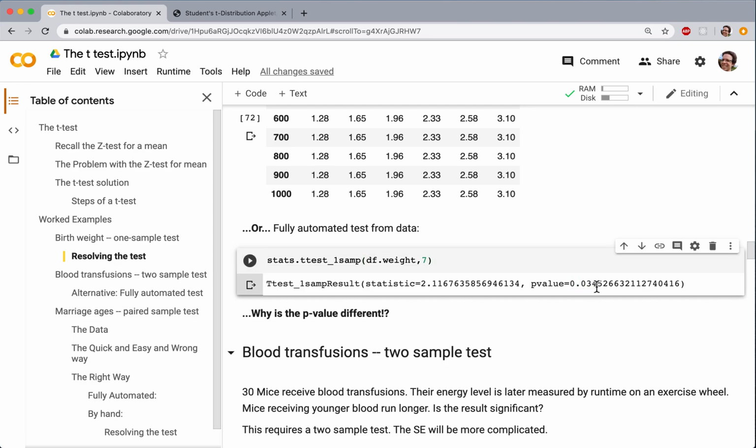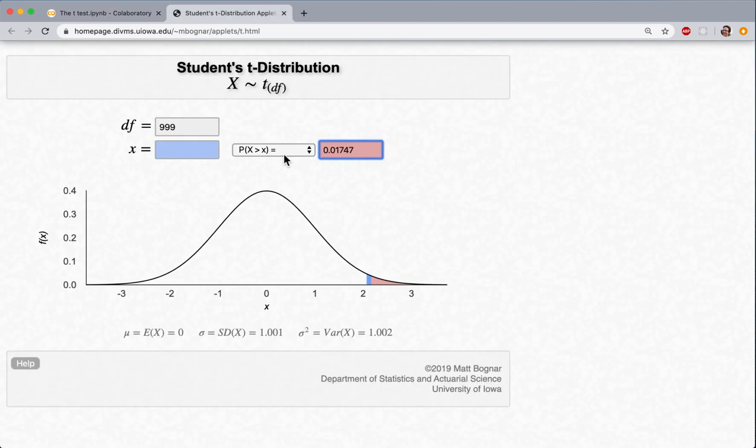Did this mess up? No. This performs by default a two-sided hypothesis test. This did not test the hypothesis that the weight is greater than 7. This tested the two-sided hypothesis that the weight is different from 7. And so this had a side effect of doubling our p-value because it effectively automatically calculated a two-sided hypothesis like that. And that's why we got 0.034.